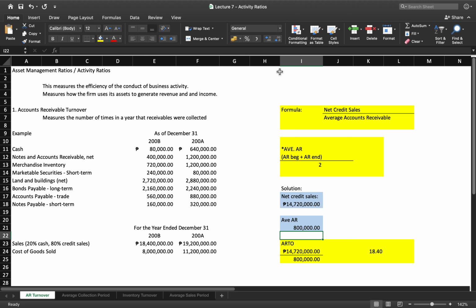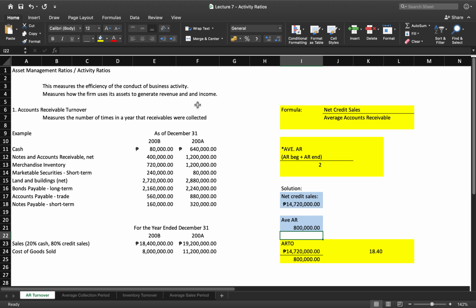So, ngayon, ano naman ang i-discuss natin ngayon? We will be discussing about asset management ratios or also called activity ratios. So, this measures the efficiency of conduct of business activity. So, in other terms, this measures how the firm uses its assets to generate revenue and income.